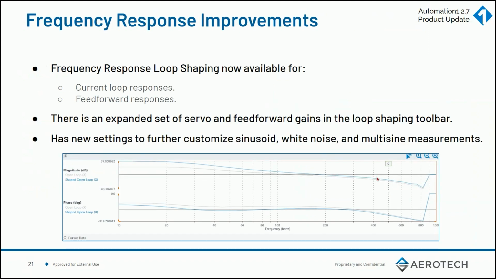In the frequency response module, we made some continued improvements. Now the current loop responses and feed forward responses have available loop shaping, okay? So now you can do some damage with current loop responses and feed forward responses. There is an expanded set of servo and feed forward gains in the loop shaping toolbar. And also the frequency response module now has new settings to further customize your sinusoidal, your white noise, and your multi-sine measurements.